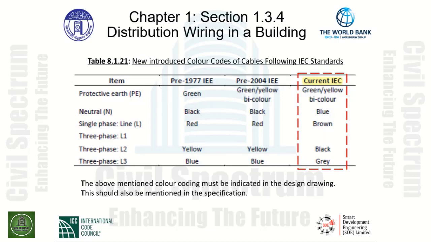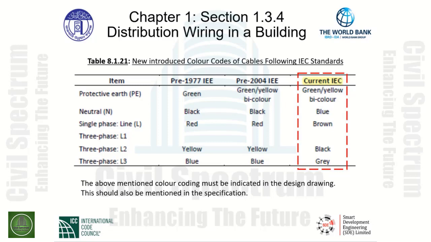Table 8.1.21, titled New Introduced Color Codes of Cables Following IEC Standards. Our first column indicates the item. Protective earth, PE, neutral, N, single-phase line, L, three-phase, L1, three-phase, L2, and three-phase, L3.